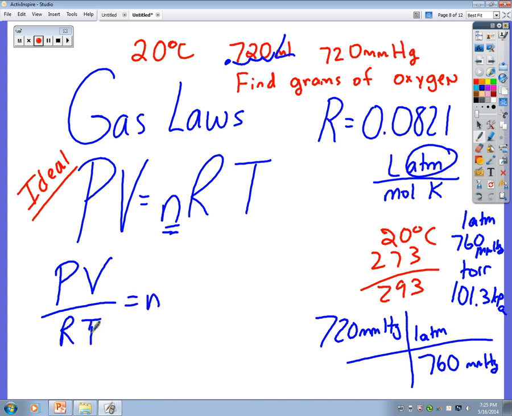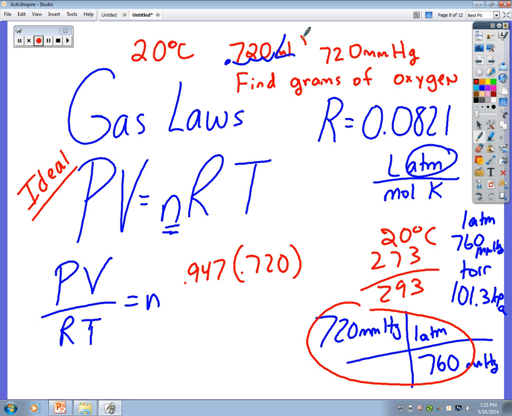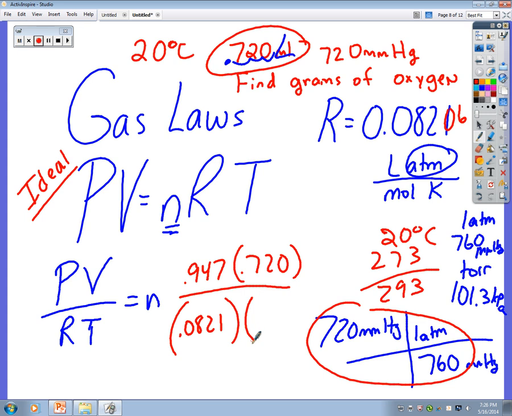So I'm going to be smart and move my equation around to solve for moles. So plugging stuff in, I'm going ahead and put it in. 0.947. That's what the answer to this is, right here. It's 0.947 atmospheres. 0.720 liters from up here. Right? R is 0.0821. They might give you 0.08206, but same thing. And then temperature, and temperature was 293.